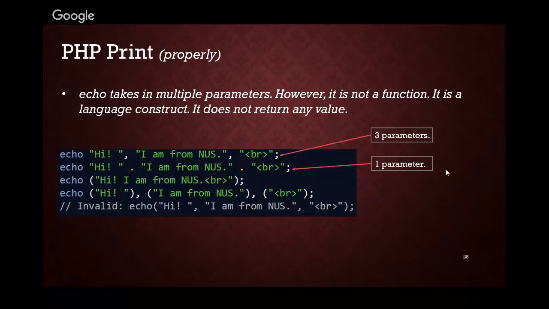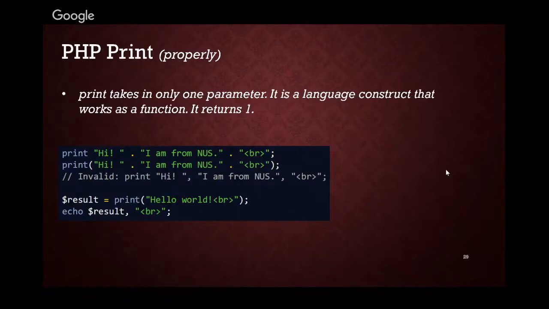actually we have another one, print. The dot is for concatenation. This print takes only 1 parameter and it returns 1. But please note that it is also kind of like a language construct, but now it looks even more similar to a function.